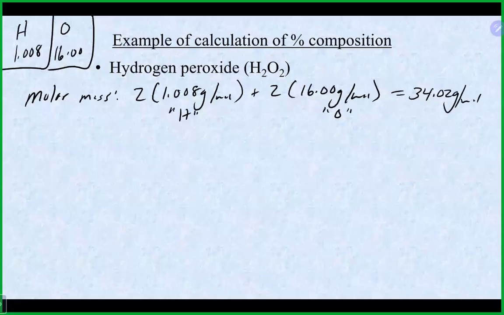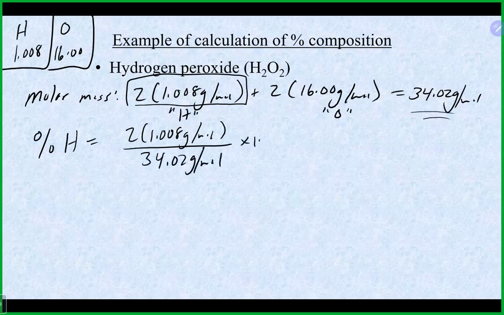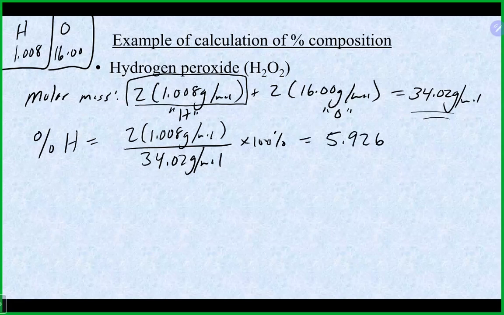Now, if we wanted the percentage of hydrogen in this compound, we would take the mass of hydrogen, which would actually just be this part. So we'll take 2 times 1.008, and we would divide it by the molar mass of the entire compound, which is 34.02, and times it by 100%. And that's going to get us here, divided by 34.02 times 100. We can see that in this particular case, 5.926% of it by mass is made up of hydrogen.